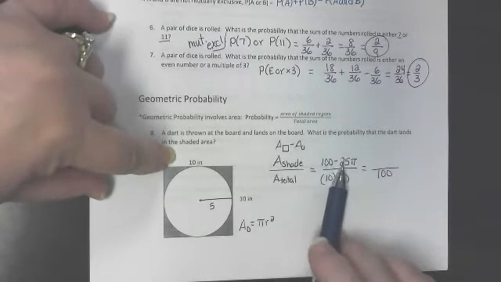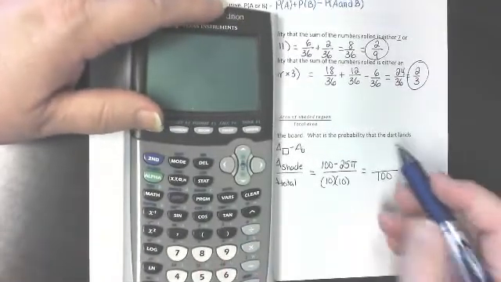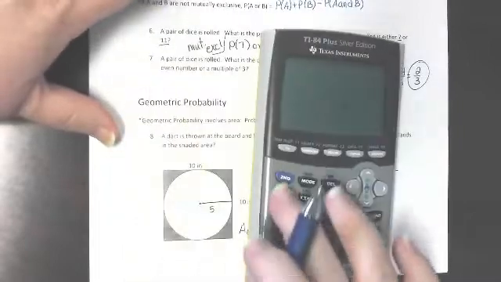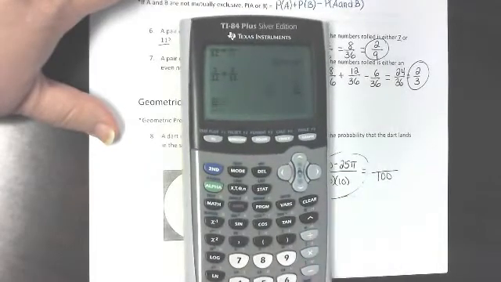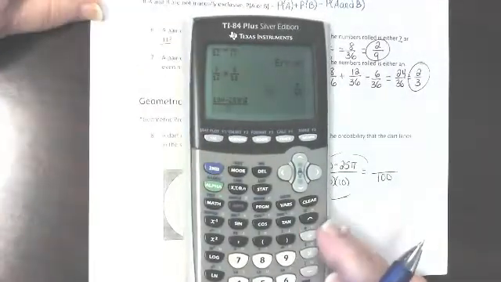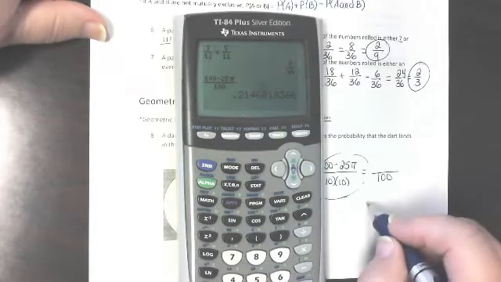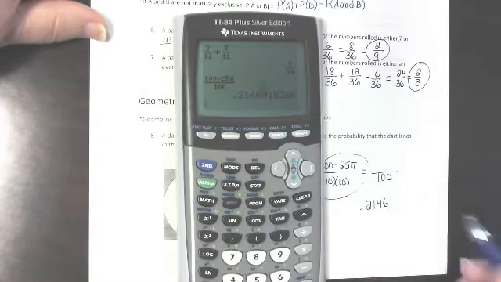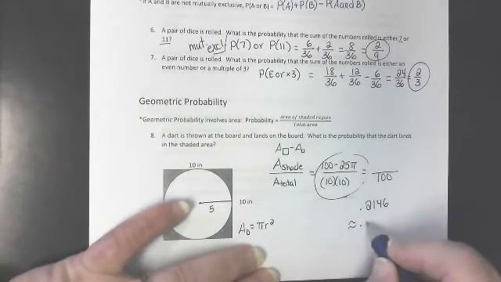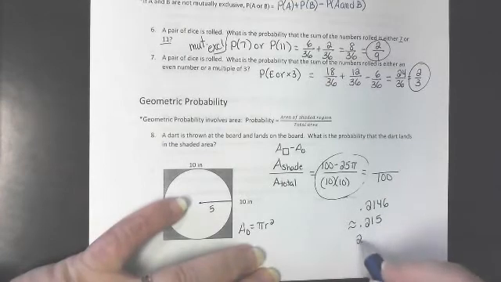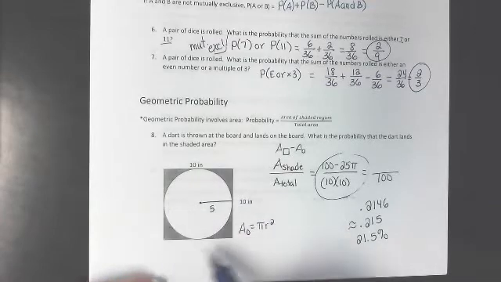You can't actually subtract those because of the 25 pi. So we're just going to put this in our calculator. And I'm going to write it in just as it appears right here. Let's see, fraction, 100 minus 25 pi over 100. And here's the decimal I get, 0.2146. So I could write it as a decimal, 0.215, or sometimes you might see it as a percent. We've got a 21.5% chance of hitting the shaded region.